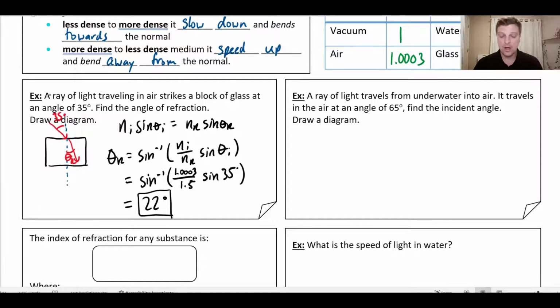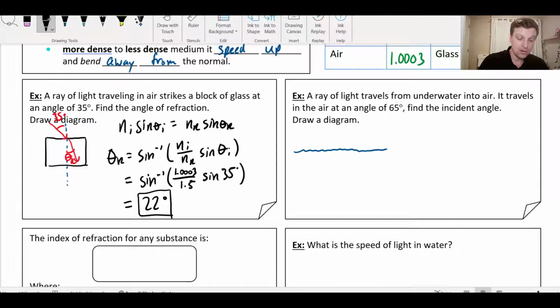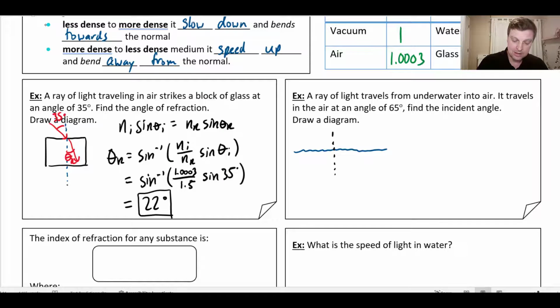So now we're going from underwater into air. Okay, so we've got some water here, and we're traveling in the water, and it's bouncing into air. So I've got a normal line like this. Now in this case, what they've told us is the refracted angle. So I know that once it bounces into air, the refracted angle here is going to be 65 degrees. And that's my angle of refraction. And the question is asking, what was the angle of incidence?